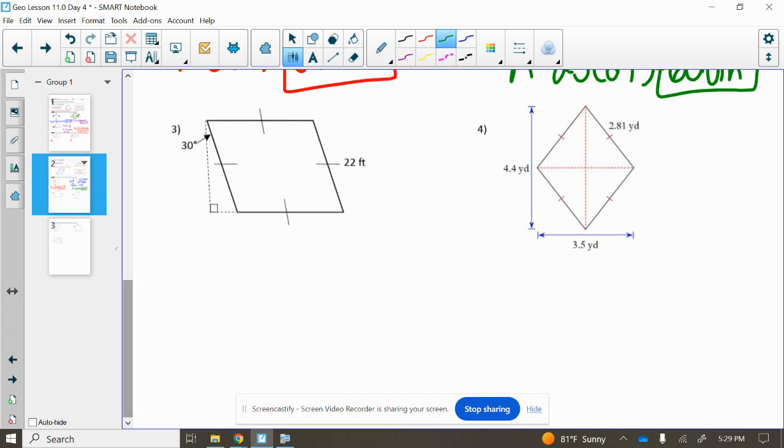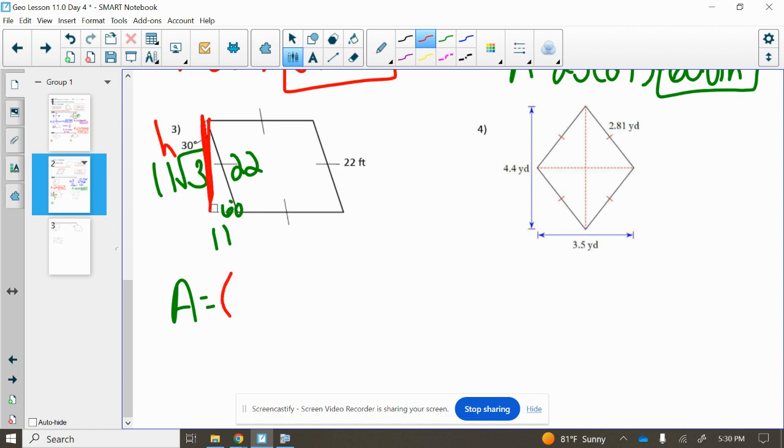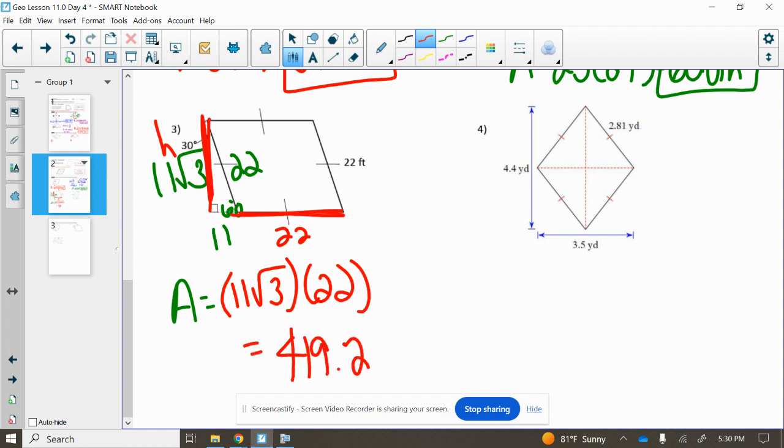In number 3, they are telling us that we have a side length of 22, aka the hypotenuse of this 30, 60, 90. So if we divide by 2, we know that the side across from our 30 is 11, and our height ultimately is 11 square root 3. So again, this is that perpendicular height, and our base then is just the 22, all that we have for all four sides. So 22 times 11 square root 3 is 419.2 square feet.